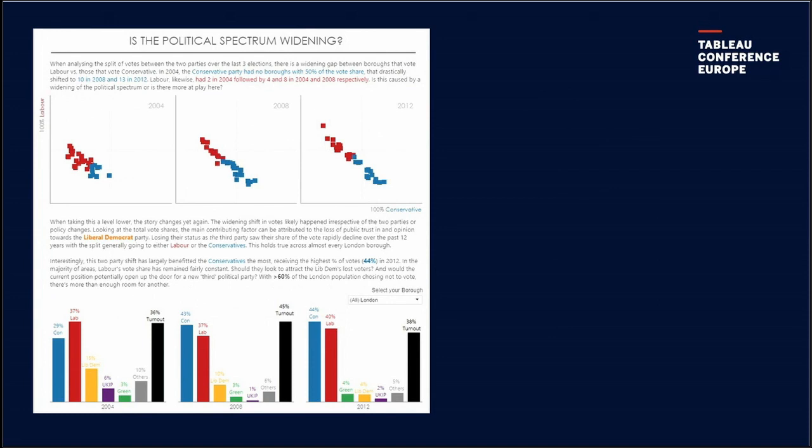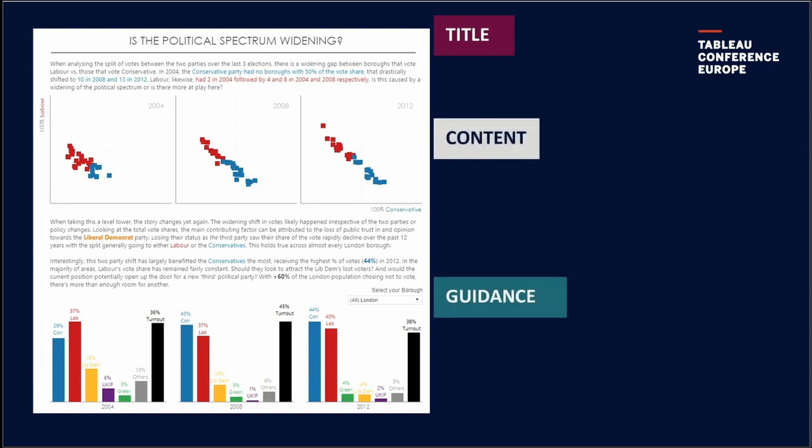So if I take this view, looking at political spectrums, you can see it has a title. We've got some content, but the key thing here is there's guidance. And the main thing is that guidance, such as selecting your borough, is what your audience are going to look for as they start trying to consume your content.